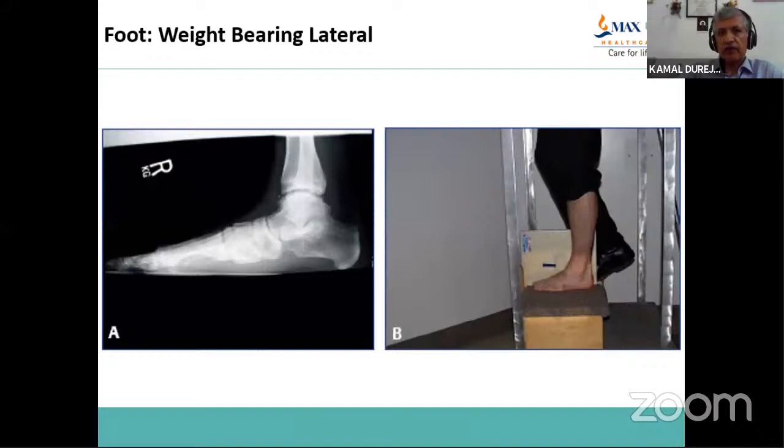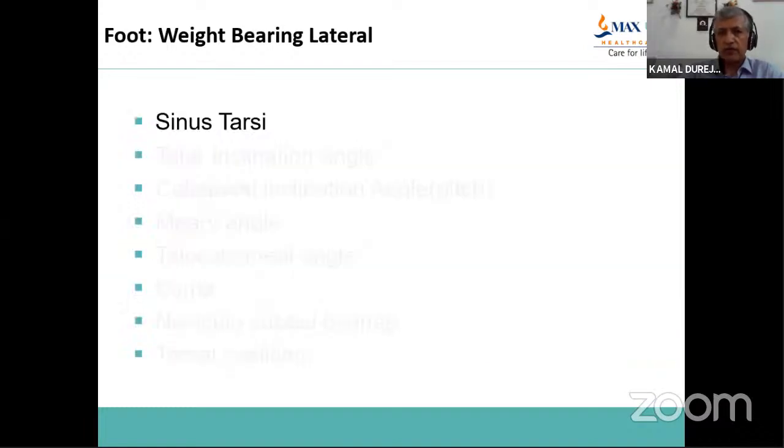Weight-bearing x-rays, lateral view of the foot. It's very important in most of the deformities, whether you are dealing with cavus deformity or flat foot deformities. So this is how we do a weight-bearing x-ray of the foot and take a lateral view. And what all do we see?